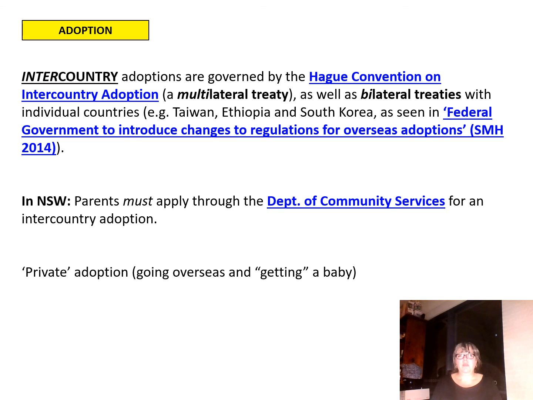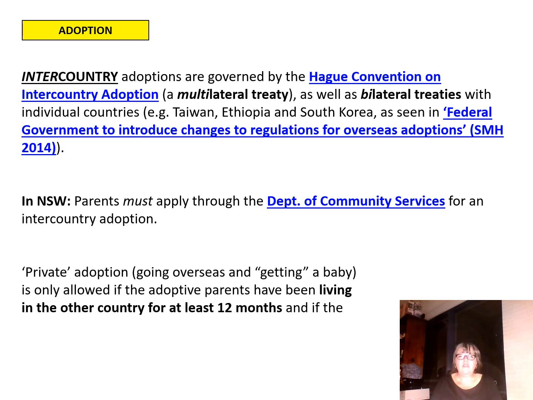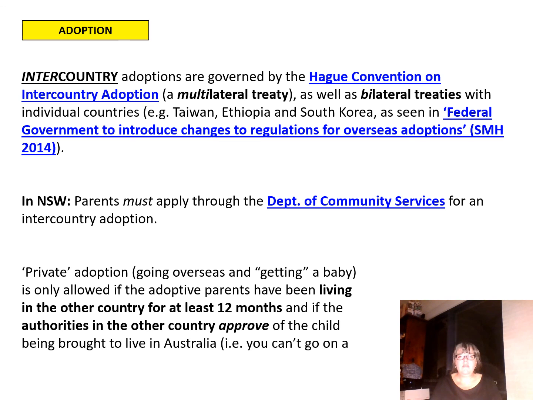Okay, private adoption. Going overseas and getting a baby. I know people that have done it. And, hey, one of the happiest kids I know. This is only allowed if the adoptive parents have been living in the other country for at least 12 months and if the authorities in the other country approve of the child being brought to live in Australia. That is, you can't go on a holiday and come back with an adopted child. You used to be able to. But the laws have gotten stricter. That was one of the things I alluded to back when I was talking about rates of adoption falling. And after it was trendy, after Madonna and Angelina Jolie. Because everyone wanted to do it.